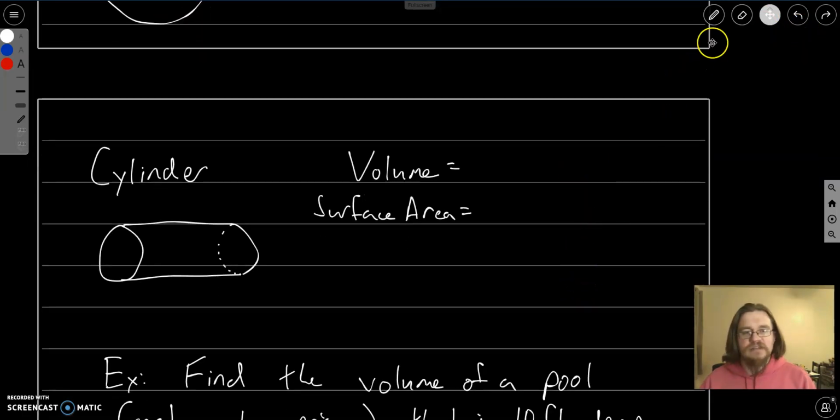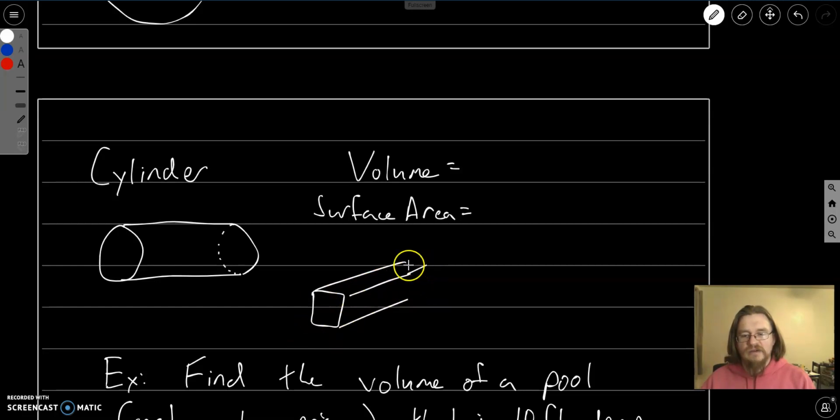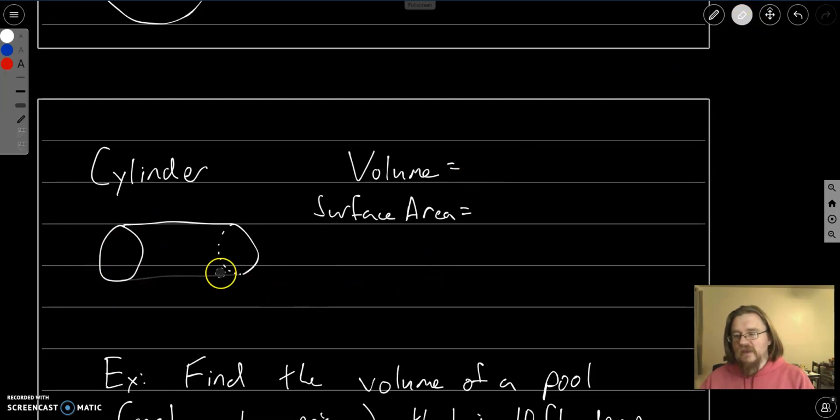And then the last one that I want to do is a cylinder. And a cylinder looks a lot like a rectangular prism, but instead of having a square that we've elongated, we now have a circle that we've sort of stretched out. So this will kind of look like a toilet paper roll, like the tube in the middle. A cylinder could also be like a tree trunk or a pole, a really skinny cylinder.